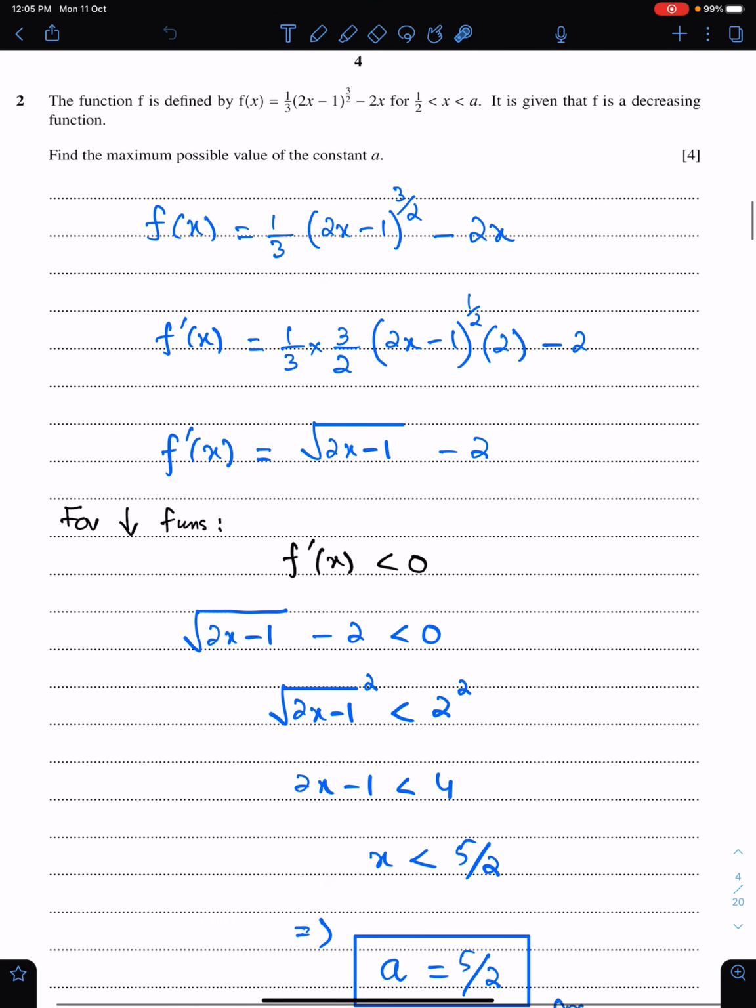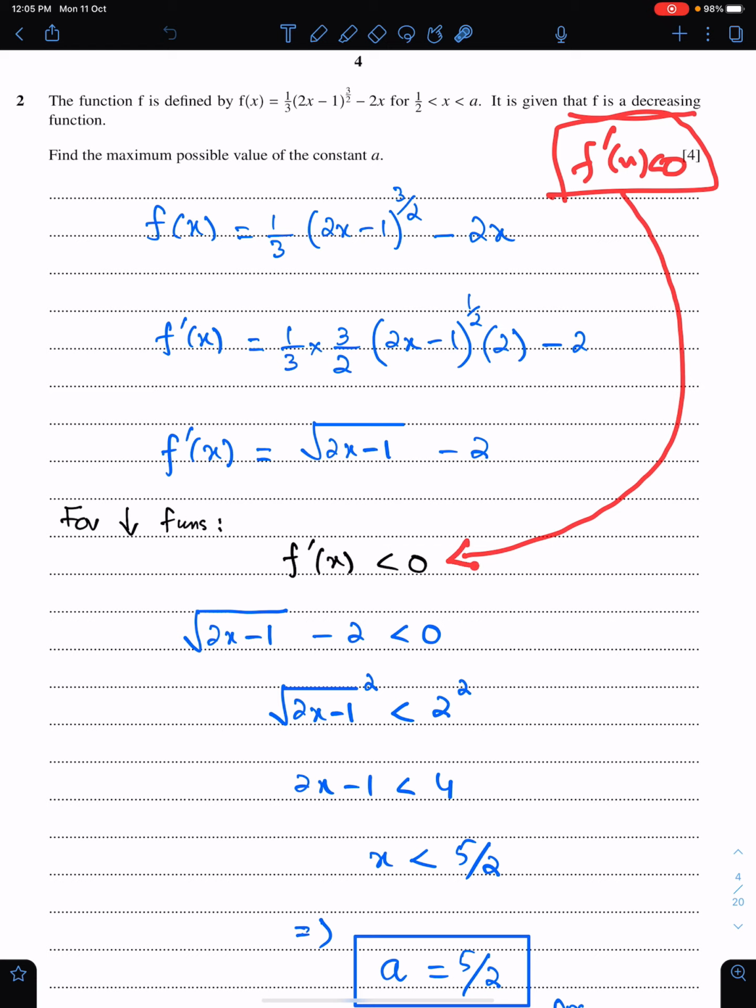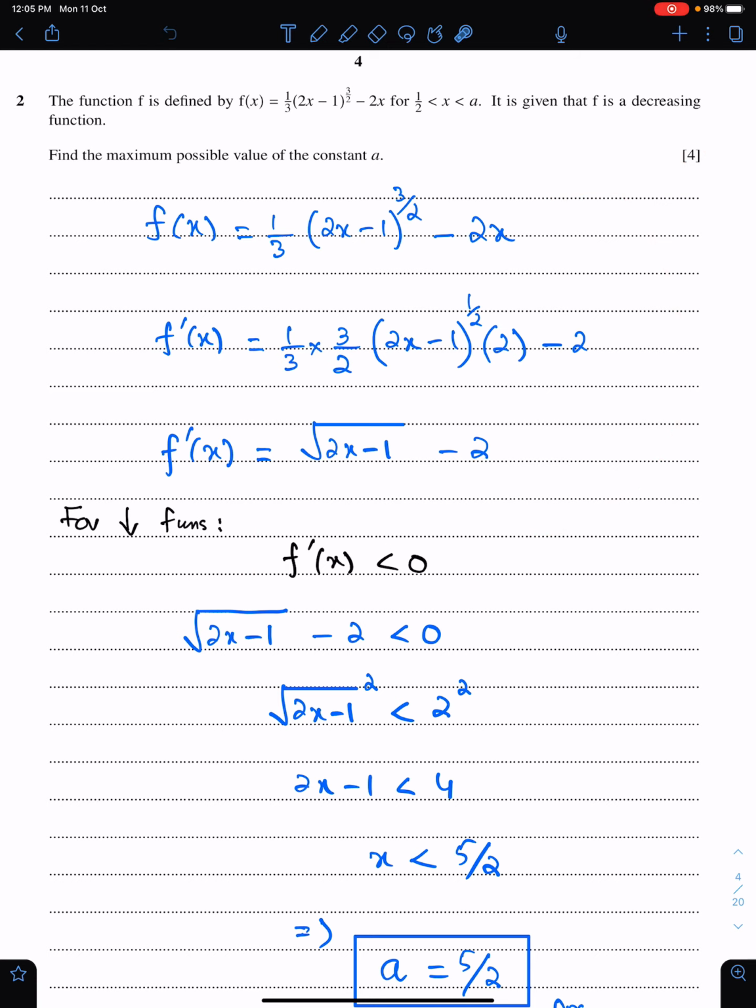Question number 2. The function f is defined by this expression, for this domain. It is given that f is a decreasing function. For decreasing functions, the gradient is always negative: f prime x is always negative. This is the condition for decreasing functions. Find the maximum possible value of the constant a.